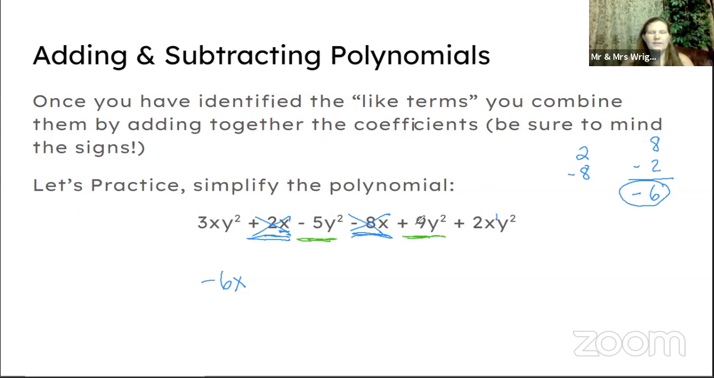So let's go ahead and combine this, a positive 9 and a negative 5. Okay, well, when we combine these, that's easy enough. We can do 9 minus 5, right?